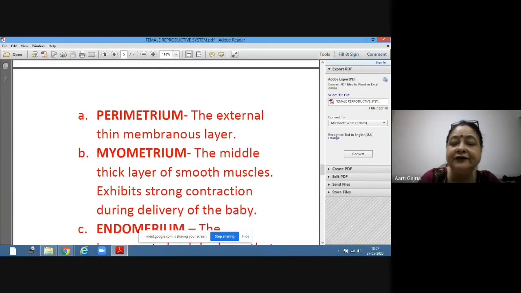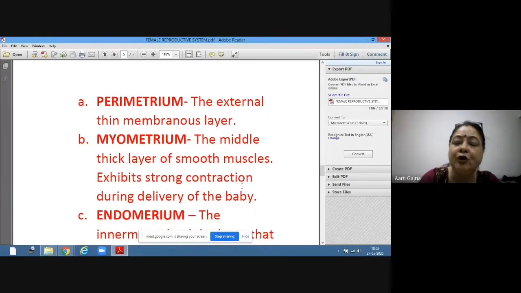The middle layer is called myometrium. This myometrium is a thick layer and consists of smooth muscles. Remember the types of muscles which you have done in 11th standard. So smooth muscles are present in the middle thick layer of the uterus, which is called myometrium. Now this myometrium exhibits strong contraction during delivery of the baby.